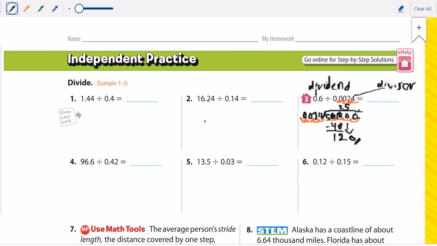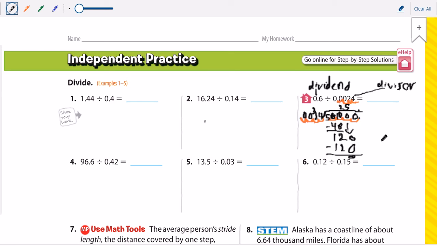5 times 4 is 0, carry the 2, because 5 times 4 is 20. I know that gets some of y'all every now and then. 5 times 2 is 10. 10 plus 2 is 12. So that gives me 120. So 120 minus 120 gives me a 0.